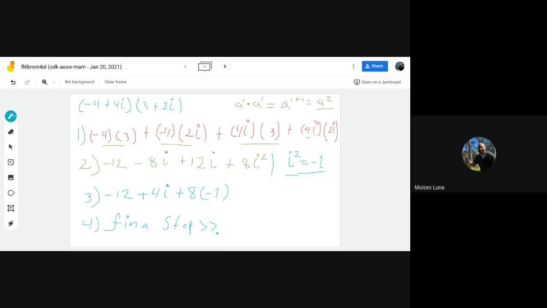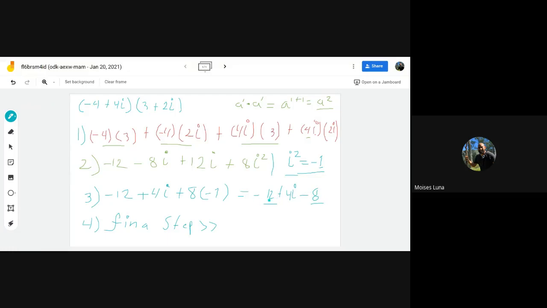What you need to do here is just minus 12 plus 4i minus 8, minus 8. Remember, a negative number times a positive number gives me a negative number. And 1 times 8 is 8, but since it's negative, it needs to be -8. All right, so this step would be to just add these two numbers.